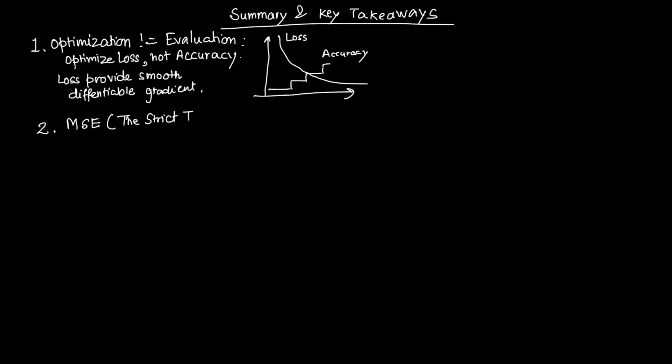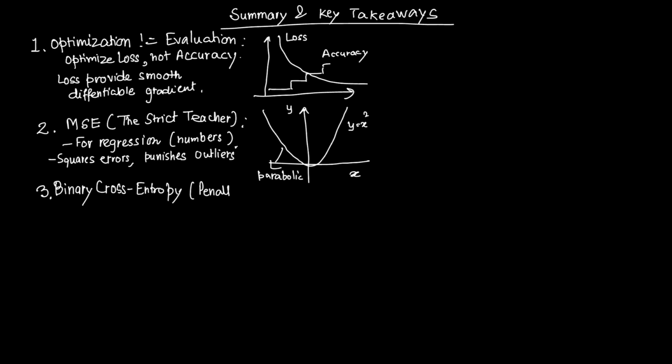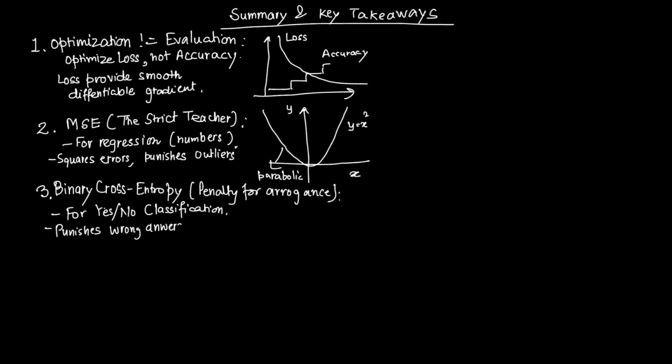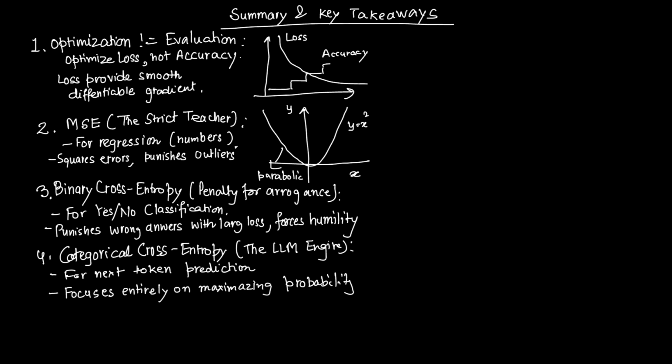MSE, the strict teacher: use this for regression on numbers. It squares errors to aggressively punish outliers and create a nice parabolic curve for the gradient. Binary cross entropy, or the penalty for arrogance: use this for yes or no classification. It punishes confident wrong answers with massive loss, forcing the model to be humble. And finally, categorical cross entropy, or the LLM engine: use this for next token prediction. It focuses entirely on maximizing the probability of the correct word.